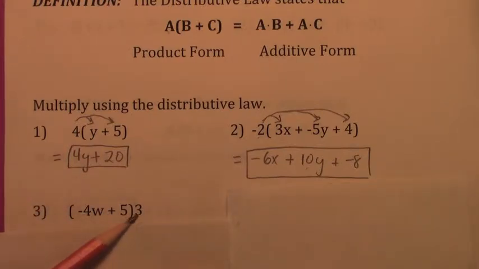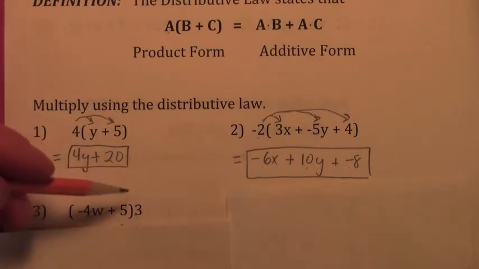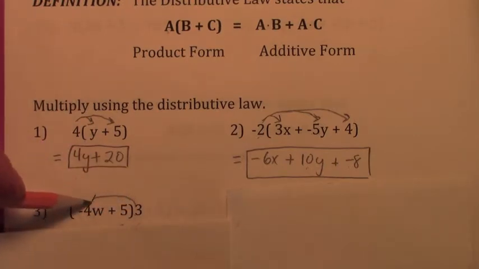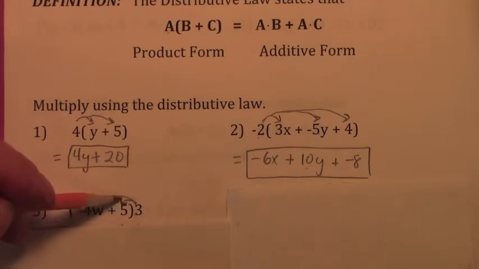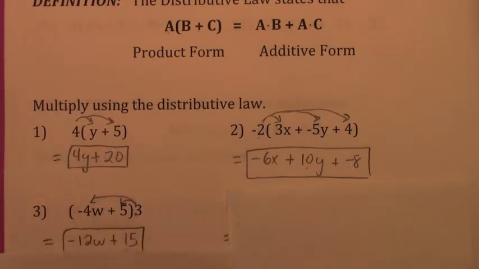Well, one thing you could do is move it in front. If you really want to move it to the left, you could, because of the commutative law, or it would be okay just to multiply it through at that point also. But you could move it to the left if you wanted to. You should end up with -12w plus 15.